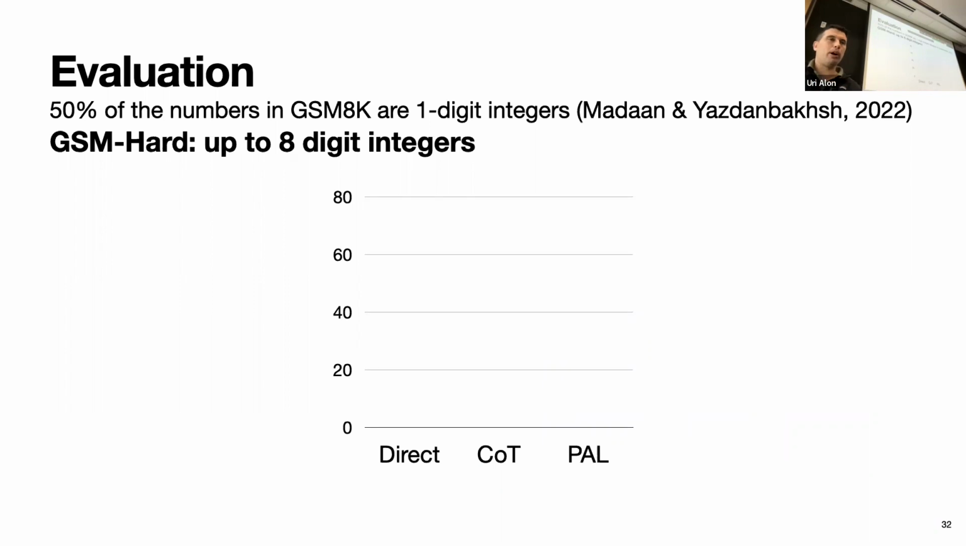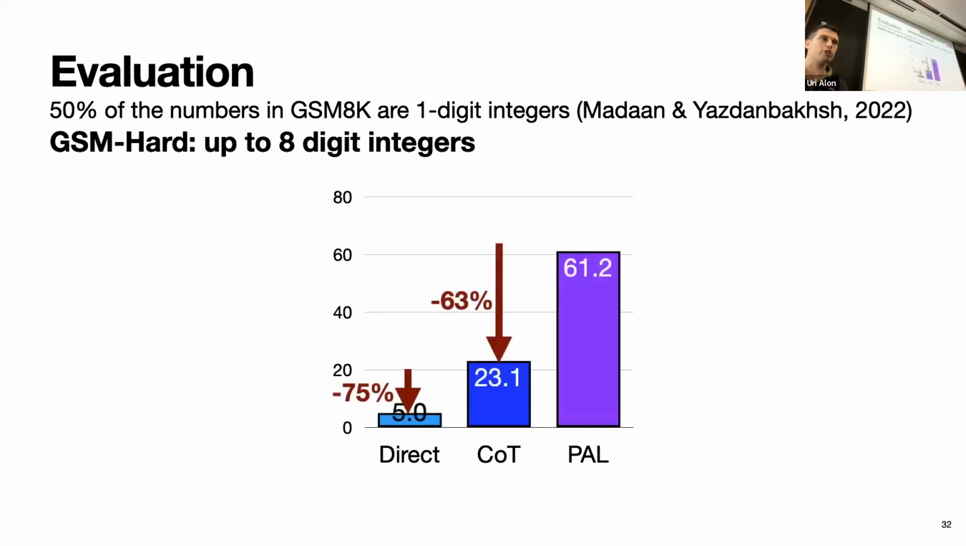A recent paper, which was also written by Aman, has found that this GSM 8K benchmark is actually a bit skewed, and that 50% of the numbers in the benchmark are one-digit integers. So we created a harder version of this data set that we call GSM hard, where every number was replaced with an up to 8-digit number. And here are the results.